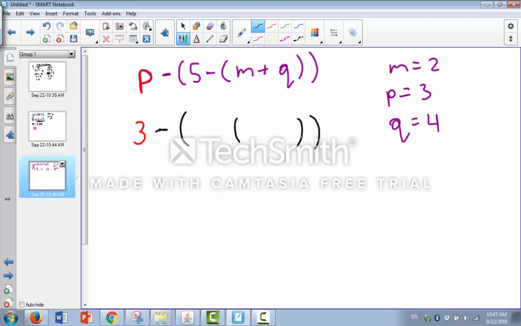2 sets of brackets, that's interesting. So we have a 5 minus, and then we have an m. Instead of m, we're putting 2. And then we have a q, and instead of q, we're putting 4. So there's a lot of brackets here. You go to the innermost brackets to do them first. And I'm just going to rewrite 3 minus 5 minus 2 plus 4 is 6.